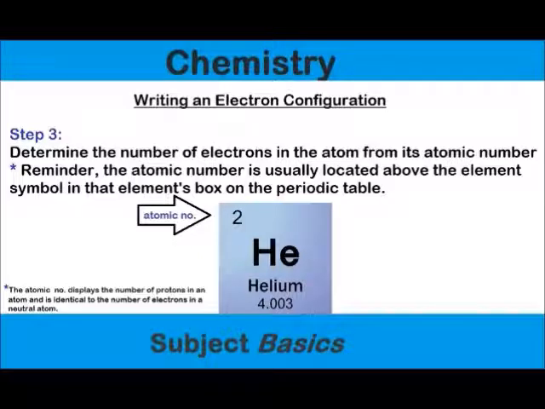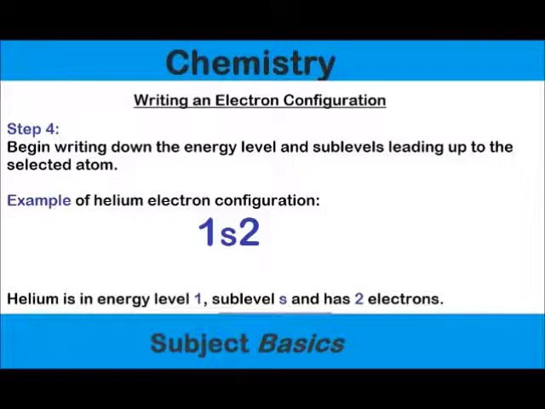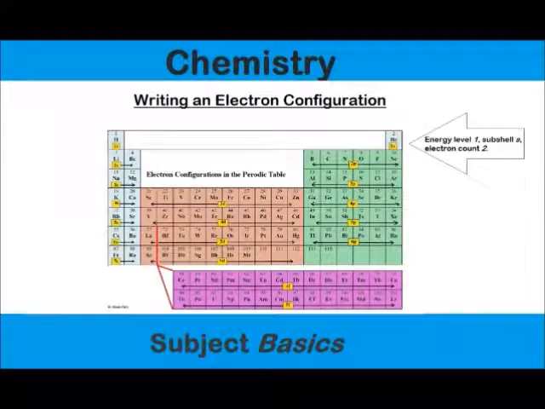Next, we add electrons to the sublevels in the correct order of filling. Helium is in level 1, and it's in sublevel s, and we know that the s sublevel can hold a maximum of 2 electrons. So given that helium only has 2 electrons, the electron configuration for helium is 1s2, 1 representing energy level 1, s representing sublevel s, tied to energy level 1, and 2 representing the 2 electrons tied to the helium atom.